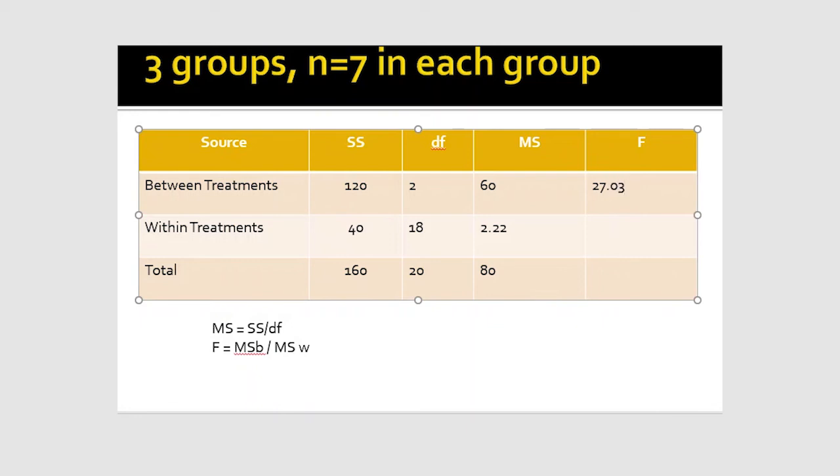27.03. Now, in solving these problems, we're not asking you to say whether this is a statistically significant difference or not, although an F value this large would always be statistically significant no matter what. That's a very large F value. So hopefully that helps you with your assignment for solving a one-way ANOVA table.